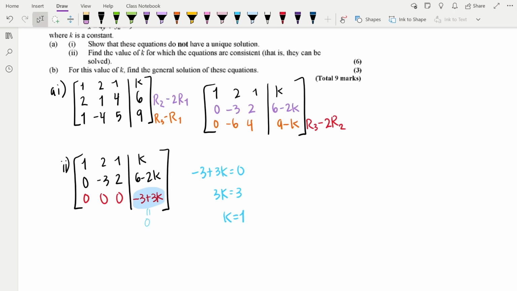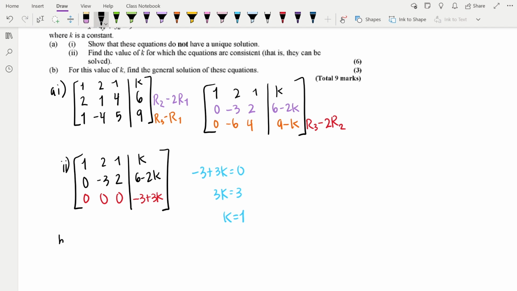Now we continue to part B. In part A1, we showed that they do not have a unique solution, by getting to this 0, 0, 0. That's already a problem. We know we don't have a unique solution. Part 2, find the value of k for which the equations are consistent, which means there is a solution, it's just not unique. So as long as this also equals 0, there is a solution, it's just not unique. As long as k equals 1, there will be a solution.